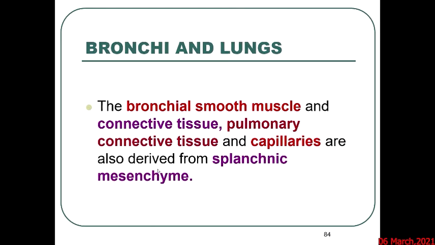If we say splanchnic mesoderm, it is okay. So the source of development of the whole bronchial tree, starting from the trachea: the lining is the gut, the endoderm of the foregut, lining and glands, and other layers and cartilages come from the surrounding splanchnic mesoderm or mesenchyme.